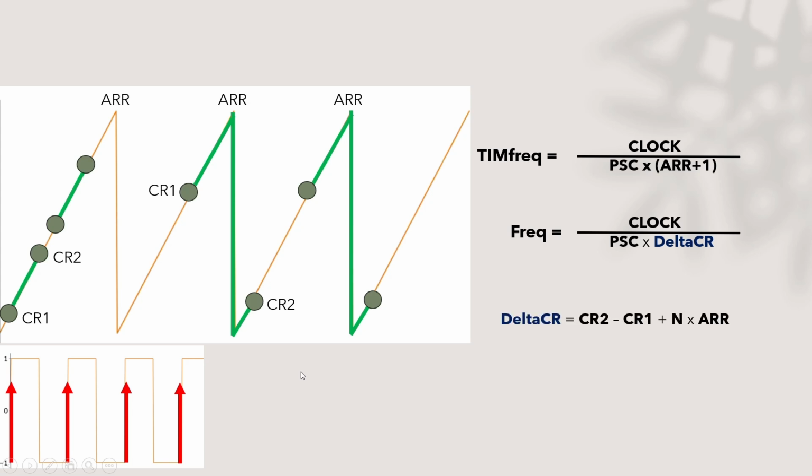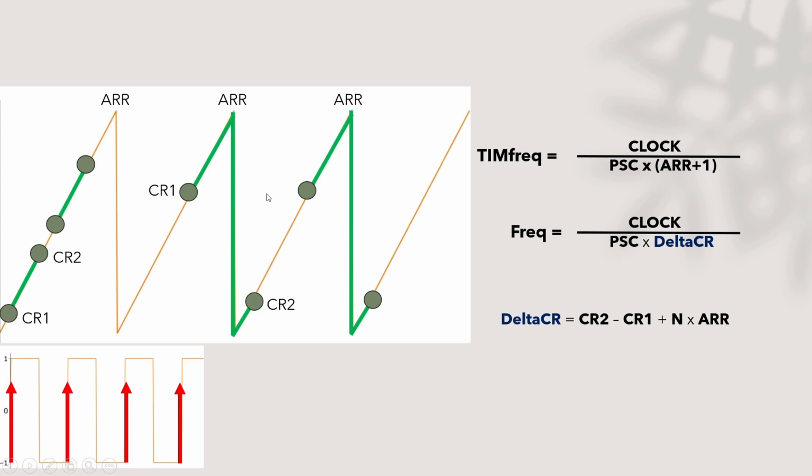So the overall formula of the delta CR is going to be the second capture minus the first capture plus the number of times we've reached overflow times the auto reload register value. In this case, for example, where we have a CR2 which is higher than CR1, we didn't reach an overflow, so the value here is 0. So this is more of a general situation.